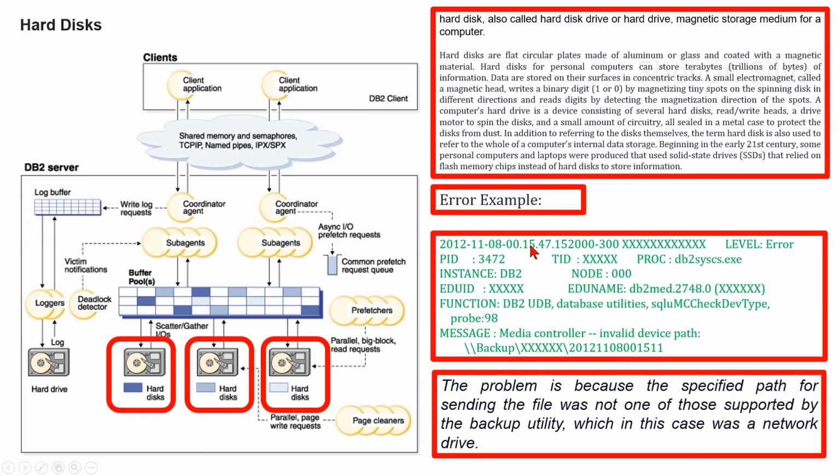As an error example, we can consider this error message and error information: a media controller invalid device path.